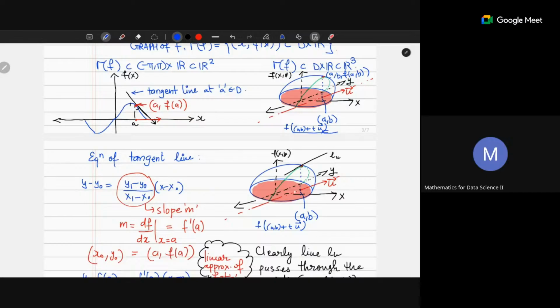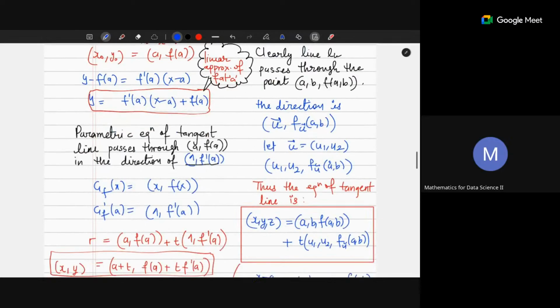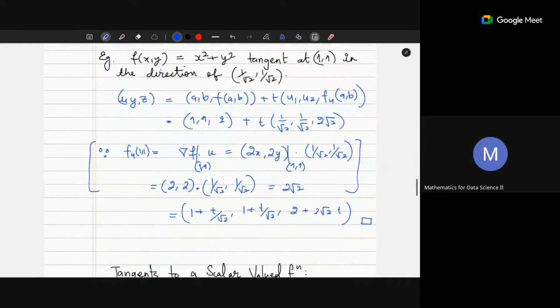There is no other variable. Vector U is constant, and vector AB is also fixed. So there is only one variable. If I restrict to such one-dimensional subspaces of R2, then the function varies only on one variable. So it becomes a one-variable function. So that's what I was mentioning.